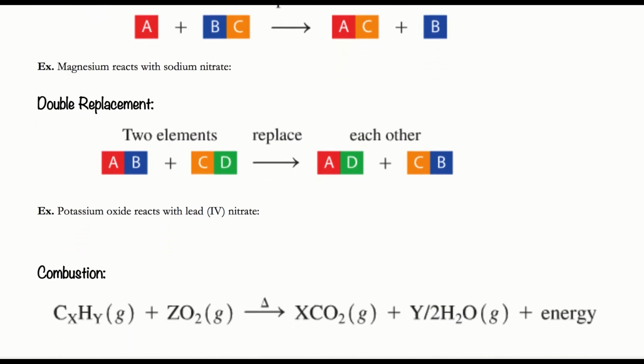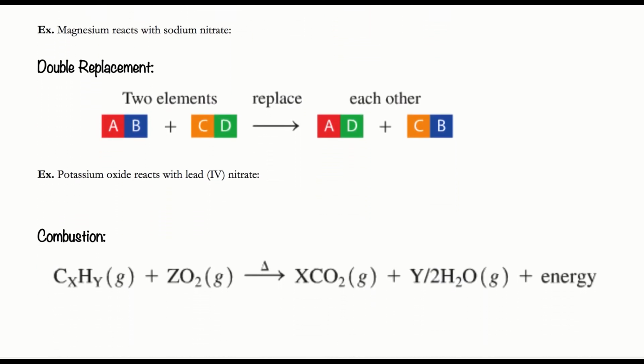Okay? And then finally, for combustion, in combustion reactions, you have what we call a hydrocarbon. And just as the name implies, a hydrocarbon has hydrogen and it has carbon in it. And it reacts with oxygen to form, always, carbon dioxide and water. Okay? You will always have carbon dioxide and water form. The other thing that is produced, which we normally don't write in the reaction, is energy.